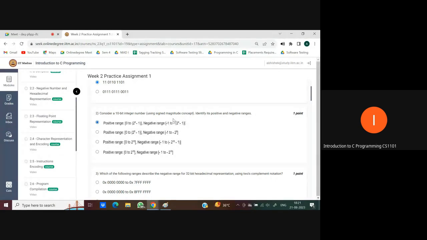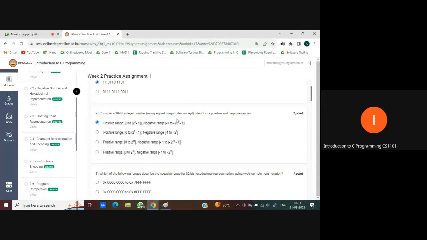Whereas if we had been doing it for 2's complement, the negative range would have been from minus 1 to minus 2 power 9. This minus 1 wouldn't have been there because in 2's complement, we only get one representation for 0, which was not the case with signed magnitude.